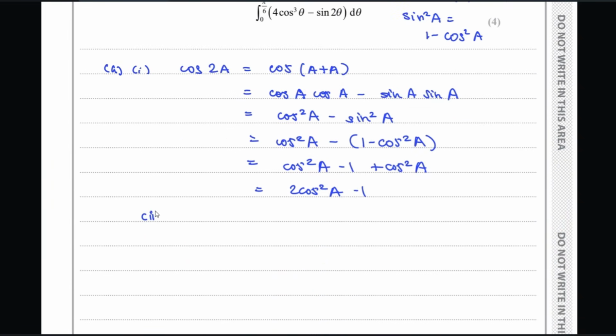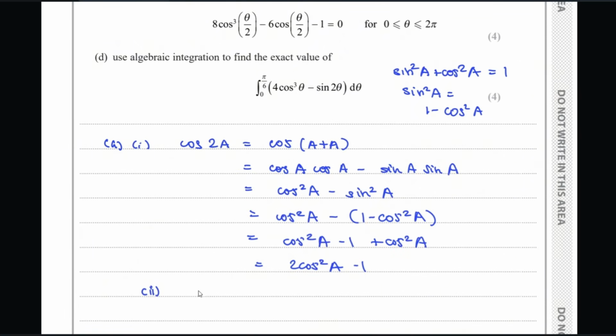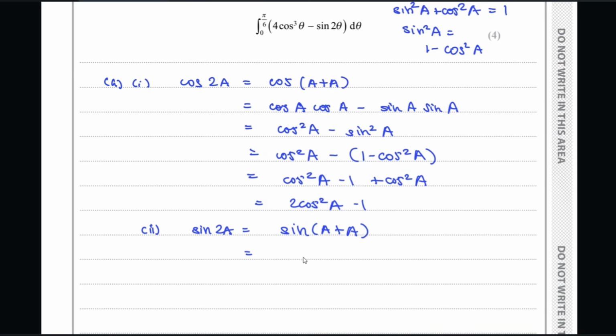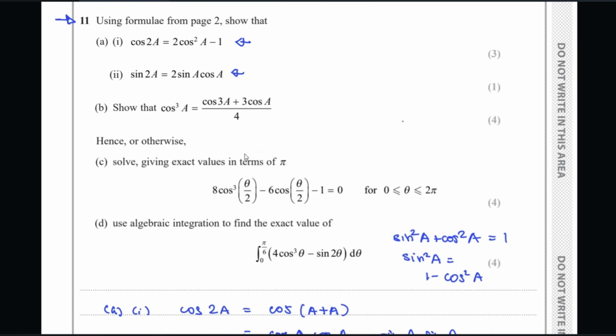Now a2, we need to show that sine 2a is equal to 2 sine a cos a. So sine 2a similarly can be written as sine(a plus a). And sine(a plus a) would be sine a cos a plus cos a sine a. So if you look at these two terms, they're exactly the same. If you add them, it just becomes 2 sine a cos a. And we have shown this as well. That is a2. Now let's look at question B.